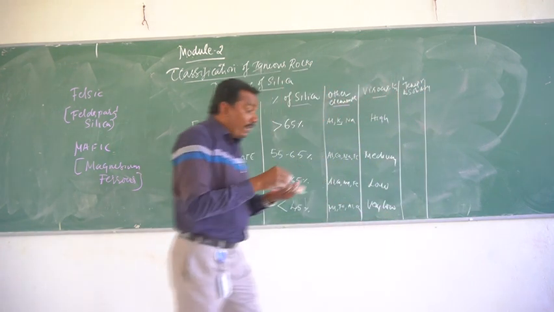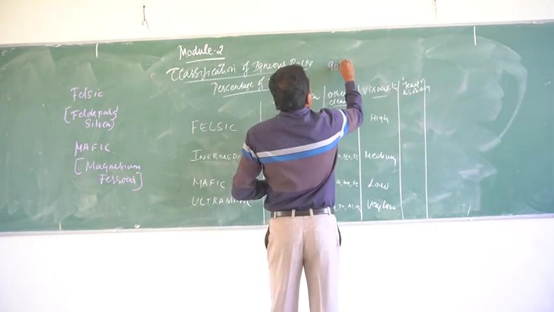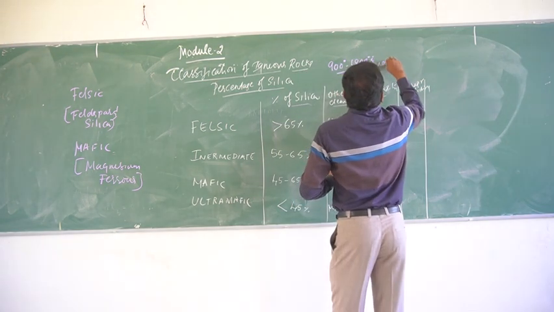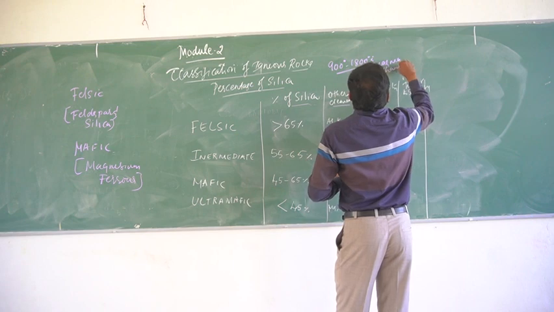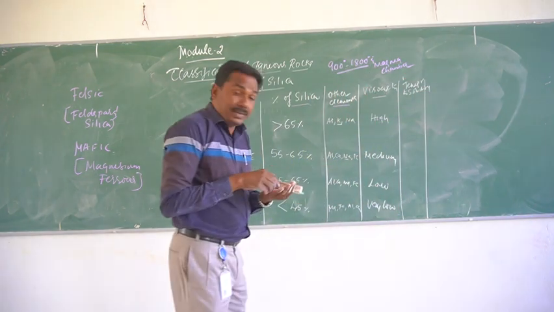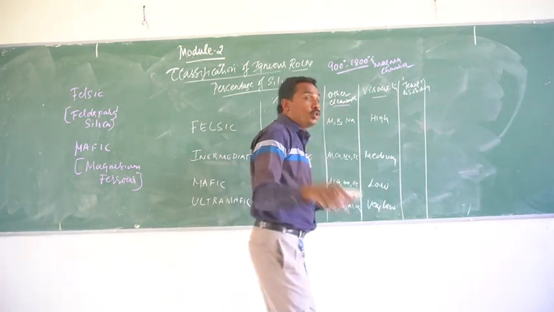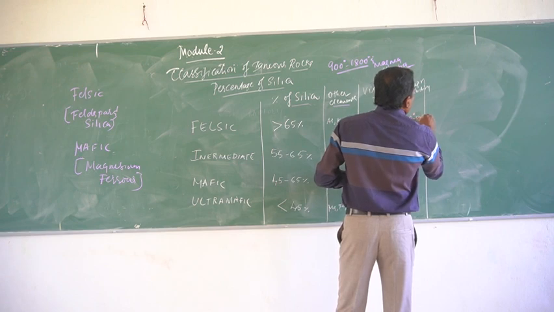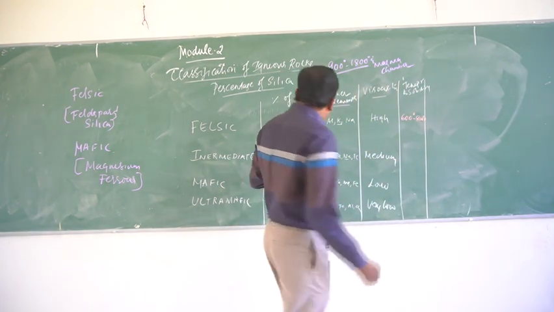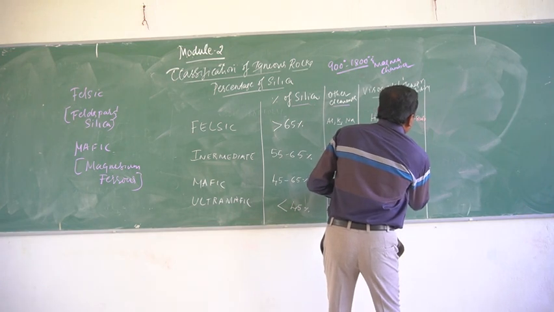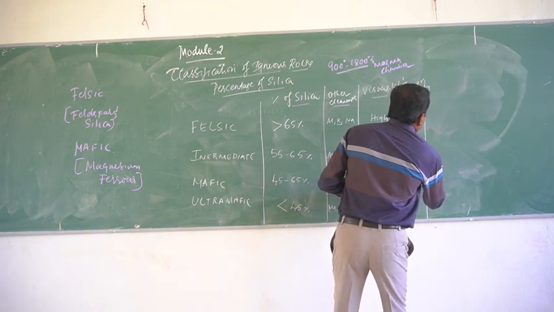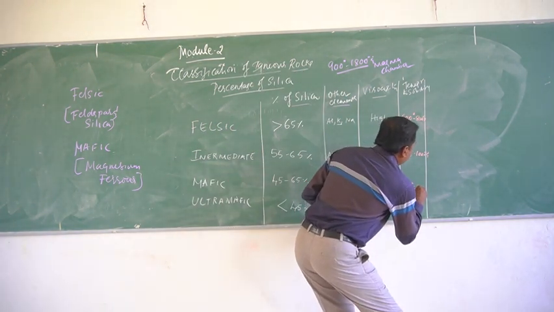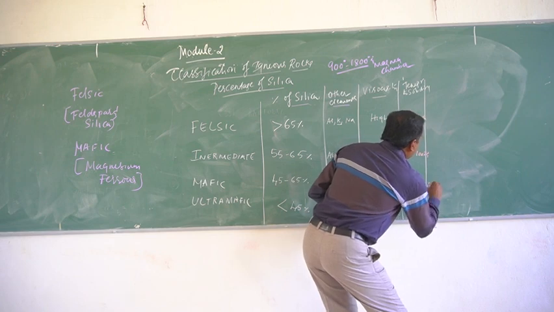To solidify, what I was explaining, the temperature would be 900 degrees Celsius to 1800 degrees Celsius. This is the magma chamber. But here the temperature tends to cool. The felsic is 600 to 800 degrees Celsius. Similarly, in the intermediate, 800 to 1000 degrees Celsius. In mafic, 1000 to 1200 degrees Celsius.